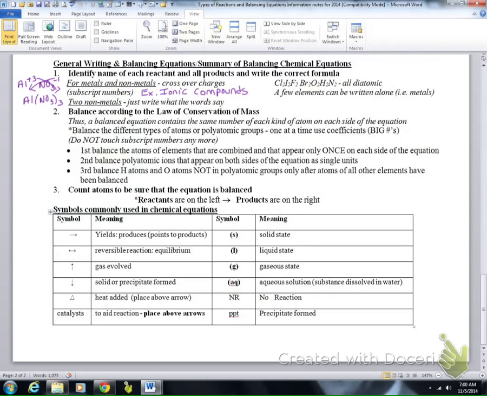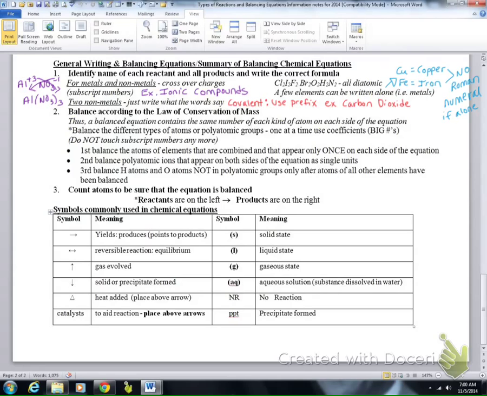For two nonmetals, we're going to write just what the words say, so those are going to be our covalent bonds. And just a reminder there, we're going to use our prefixes, for example, carbon dioxide. And then also something to remember is our Clifford Brown elements, so those are our diatomic elements. And those elements are going to be written just like that.